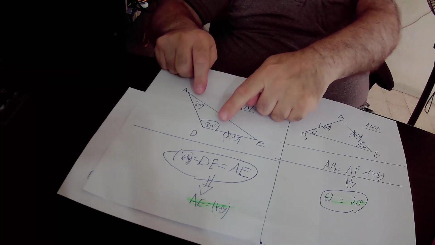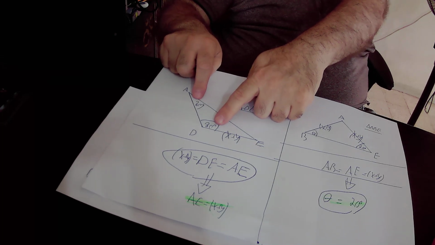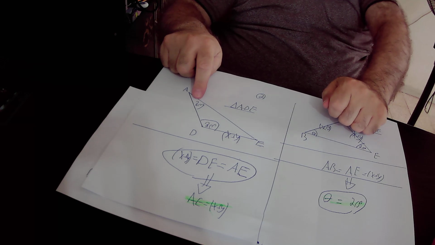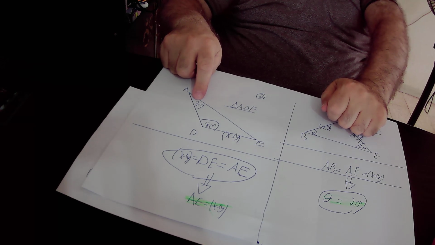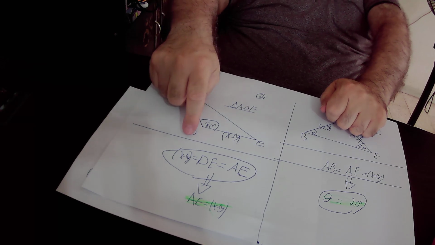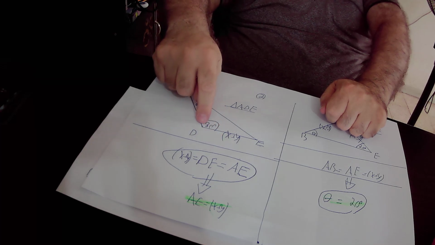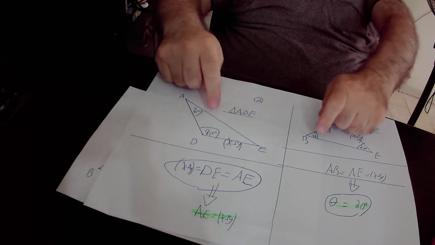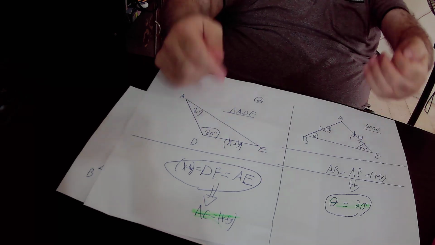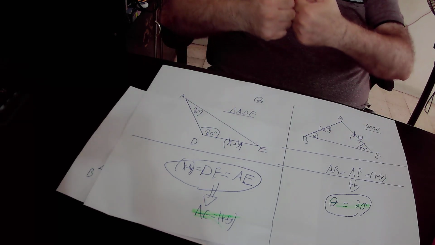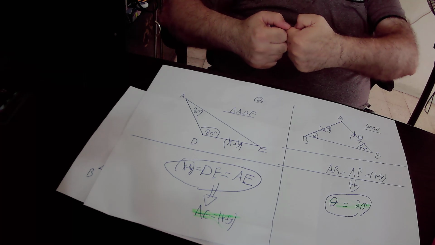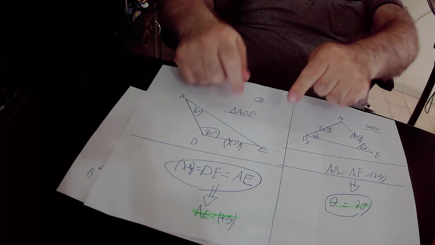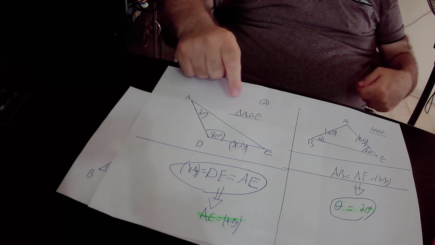Those two angles are equal to each other, and we have the rule that in front of equal angles in the triangle, there are equal sides. So this angle is located in front of side DE, while this angle is located in front of side AE. And those two sides must be equal to each other according to the rule that in front of equal angles in the triangle, there are equal sides. So DE must be equal to AE.